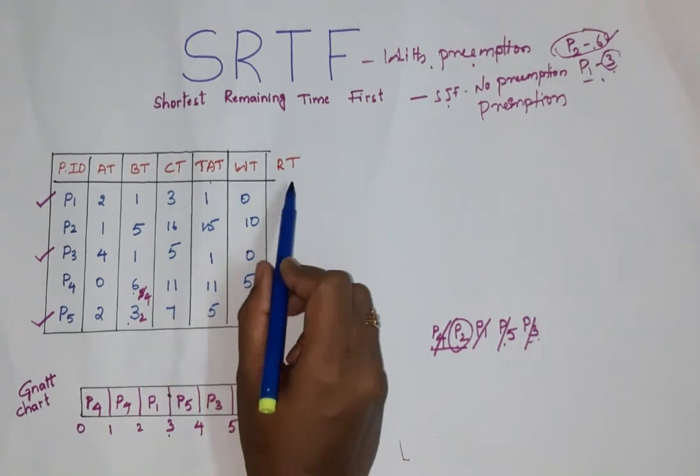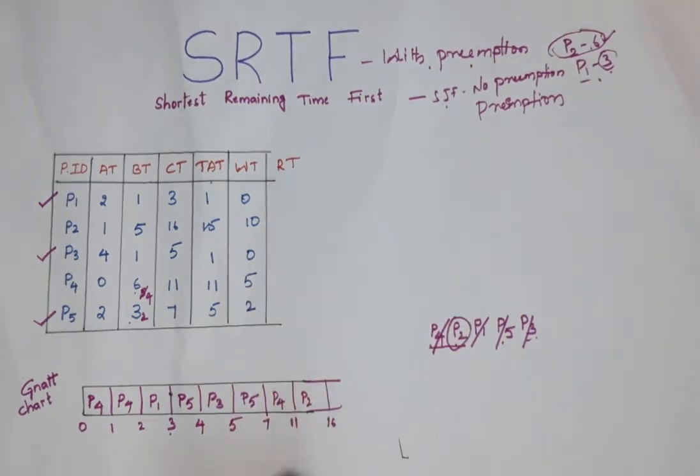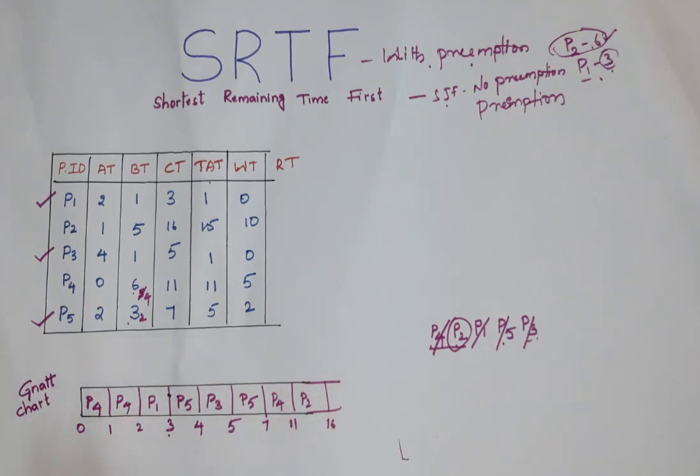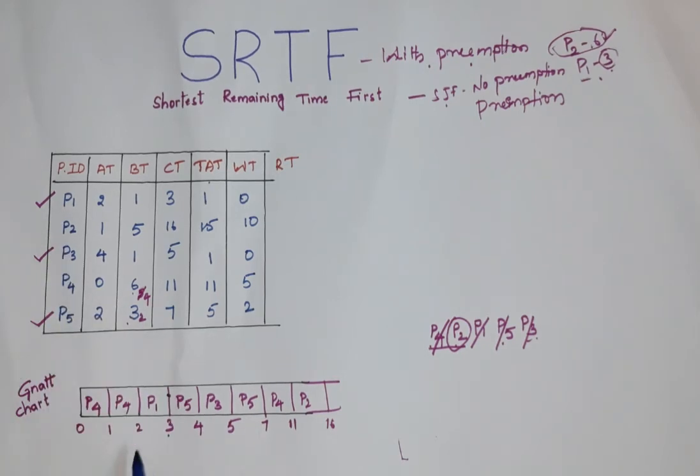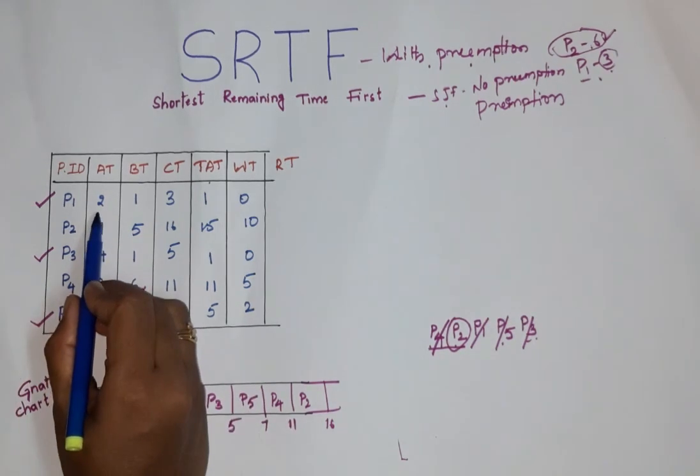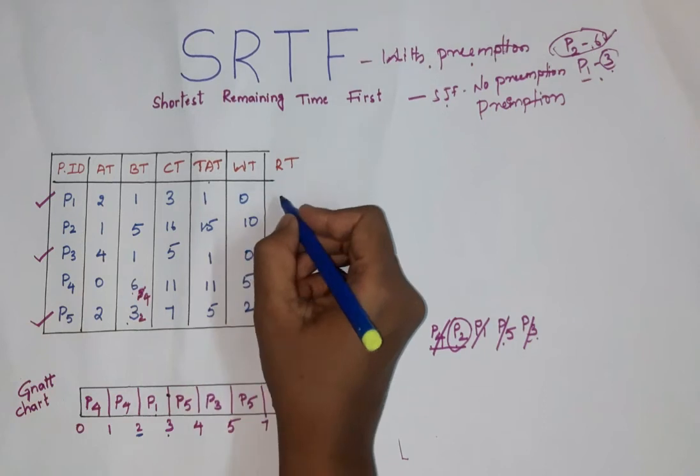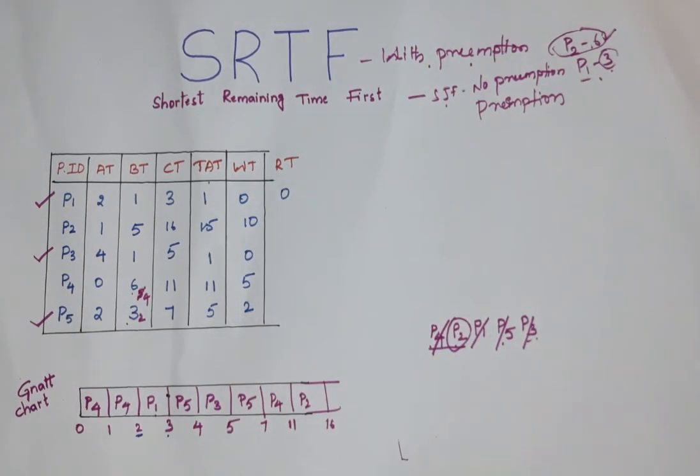And coming to the response time, when the process has come in the ready queue and when it got the CPU, that is nothing but response time. So P1 process, where is the P1 process? Here. P1 process got the CPU at the second unit of time. And when P1 process has come at the second unit of time, the value will be 0. Soon after coming, P1 process has got the CPU. So that is why the response time for P1 process is 0 only.